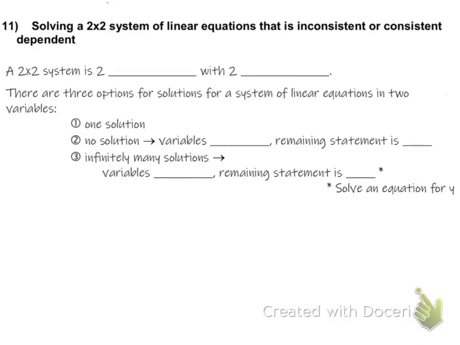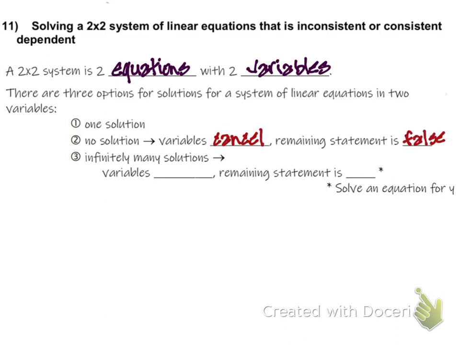So a 2x2 system is two equations with two variables. There are three options for solutions for this type of system. We can have one solution, meaning that those two lines, linear equations, would cross once. Second, we could have no solution. In this case, the variables cancel and the remaining statement is false.